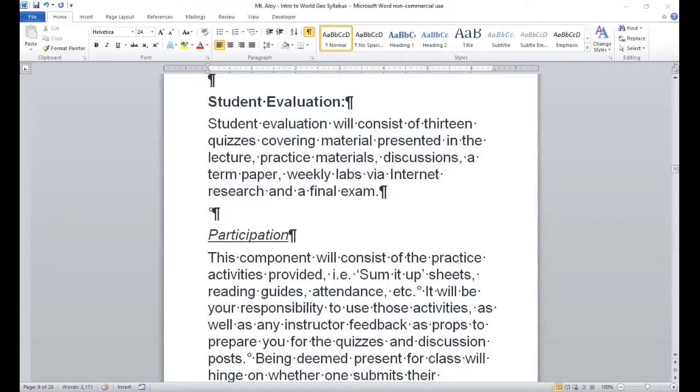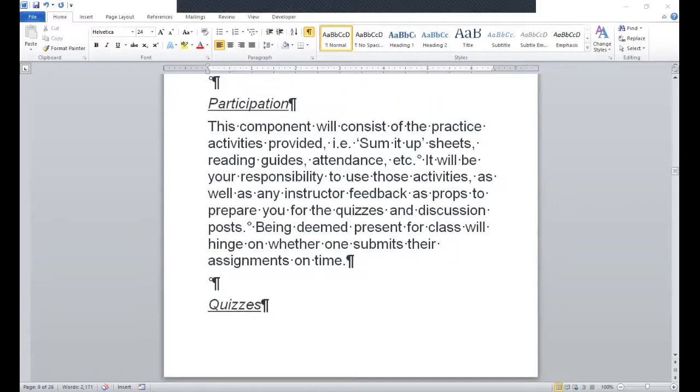The good news is you folks won't be having a midterm with me, right? So the quizzes will make up for that. And 13 quizzes covering material presented in the lecture. Big, right? The lecture. Follow the lecture. Practice materials, discussions, a term paper, weekly labs via internet research, and a final exam. Participation, right? Participation will be graded on that.